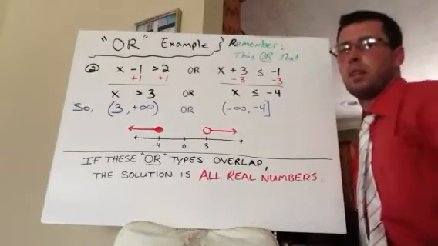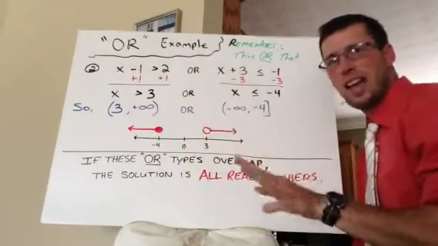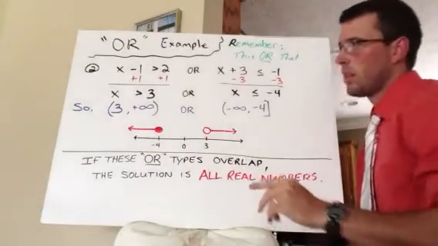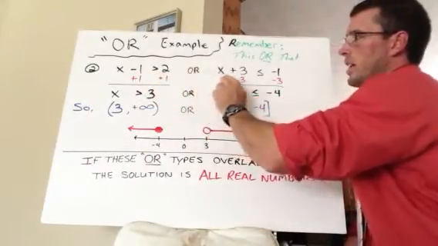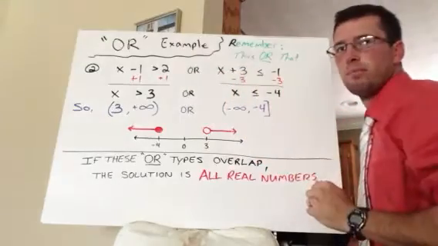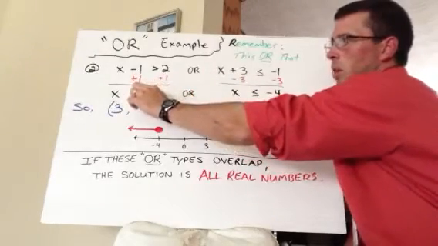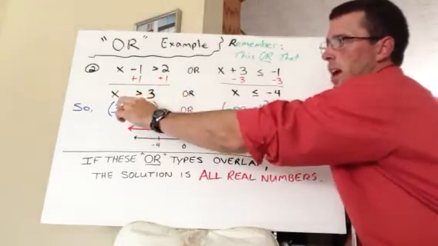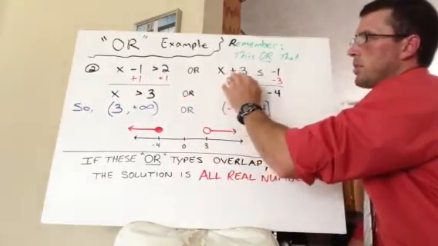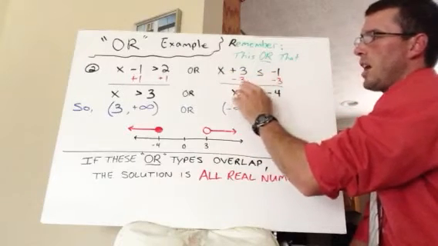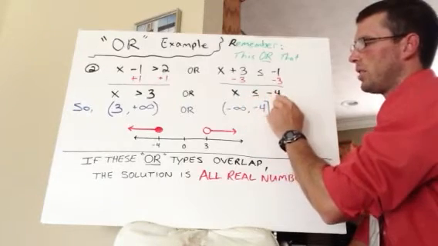So the OR problem, I want you to remember that it's this or that. It doesn't have to be both, and it may not be both. So number 2, I have x minus 1 is greater than 2, or x plus 3 is less than or equal to negative 1. Okay? So we'll solve each of these individually. So we add 1, we add 1. So x is greater than 2 plus 1, which is 3 now. Or x plus 3 is less than or equal to negative 1, so we subtract 3. Negative 1 minus 3 is negative 4. So x is less than or equal to negative 4.